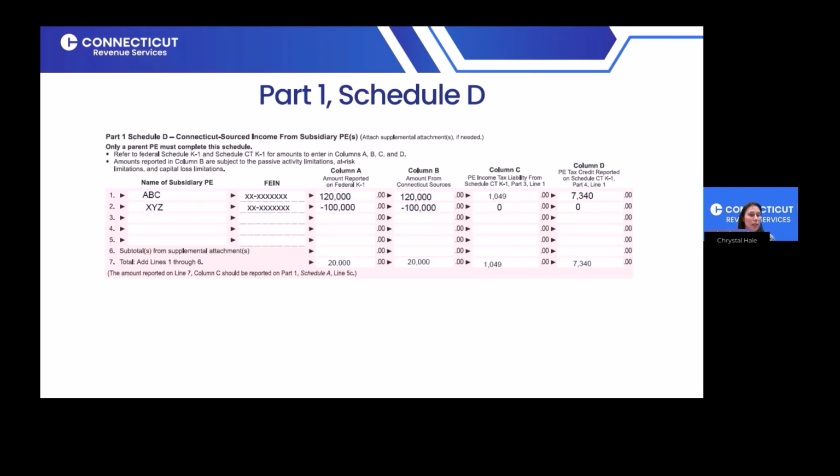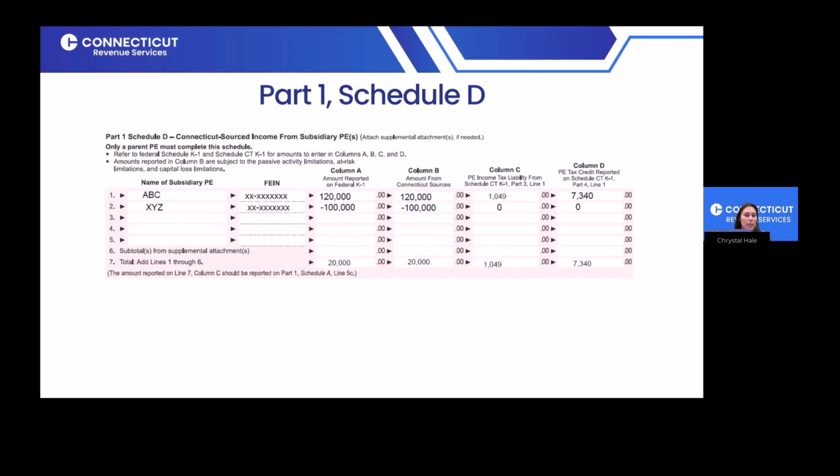And mind you, we received CTK1s from this entity, so we can use column A of Part 2, or we could also include the federal Schedule K items that we received on the federal K1. All right, so if the entity is not conducting business in Connecticut, you might not have received a Schedule CTK1. You would still include that if you received a federal K1 from that entity. So column A are the amounts reported on our federal K1. In column B, we're going to add the amount from Connecticut sources to complete this section.